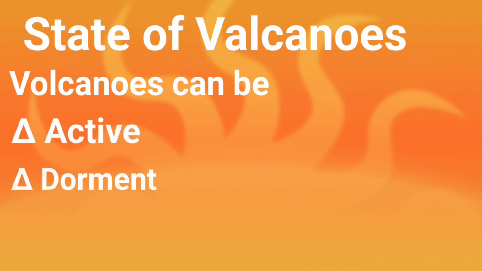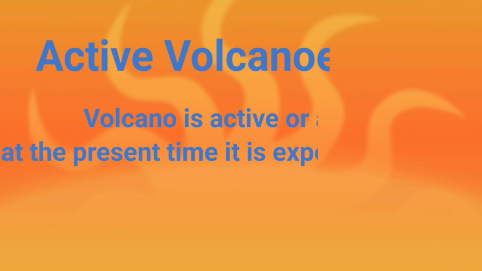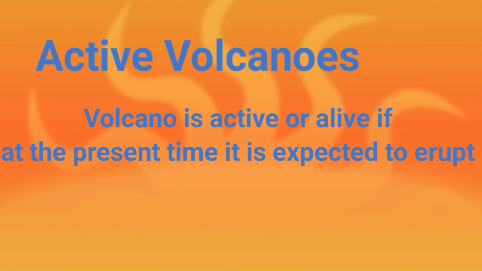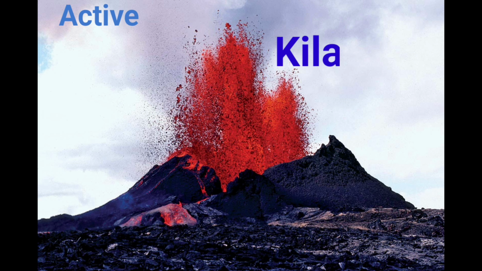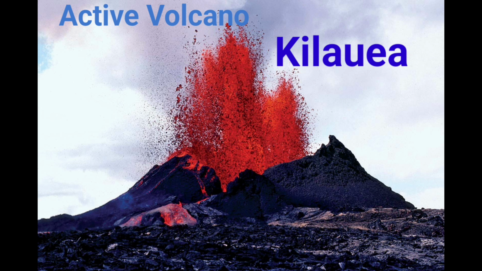Now, what are the states of volcanoes? Volcanoes can be active, dormant, and extinct. Firstly, we discuss active volcanoes. A volcano is active, or alive, if at the present time it is expected to erupt. Kilauea is one of the most active volcanoes on the earth.